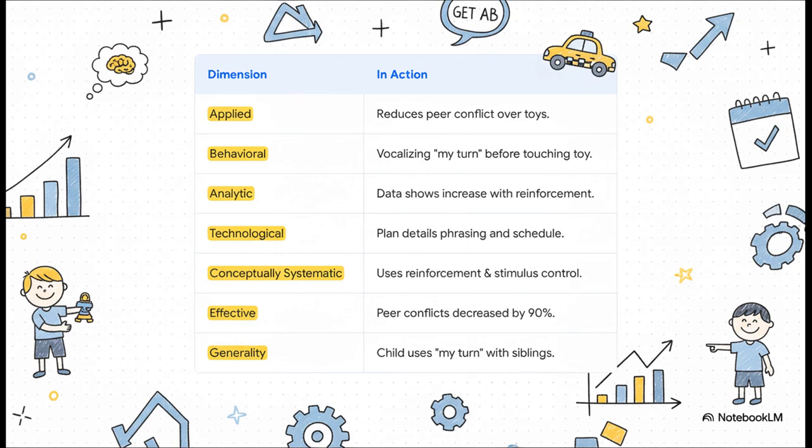So check this out. Teaching "my turn" during a game hits every single mark. It's applied because reducing fights with friends is huge. It's behavioral because we defined exactly what the child needs to say. It's analytic, our data proves our teaching worked. The plan is technological, so anyone can run it. It's conceptually systematic based on reinforcement. It's effective. I mean, a 90% drop in conflicts is amazing. And it shows generality when the child starts using it at home. Boom. That's a 7 for 7. That's what we're aiming for.